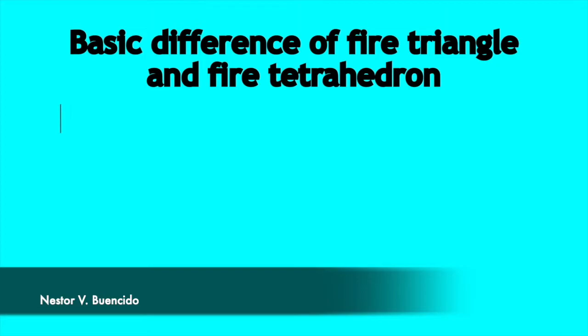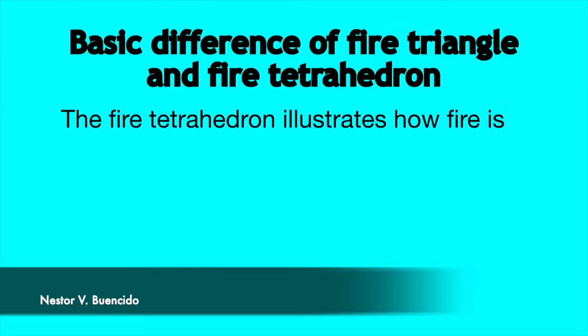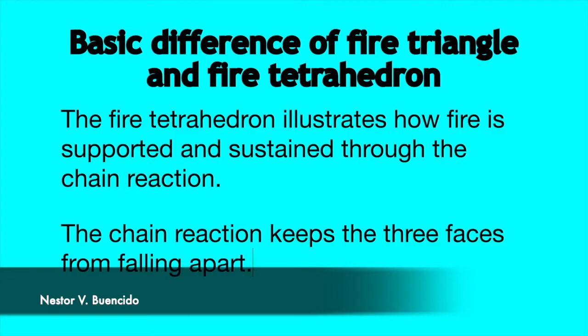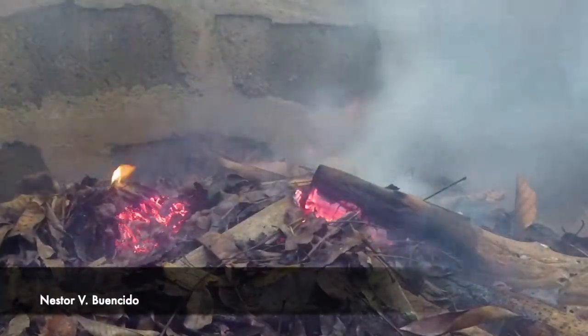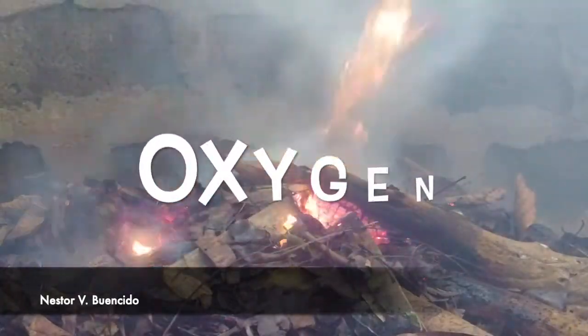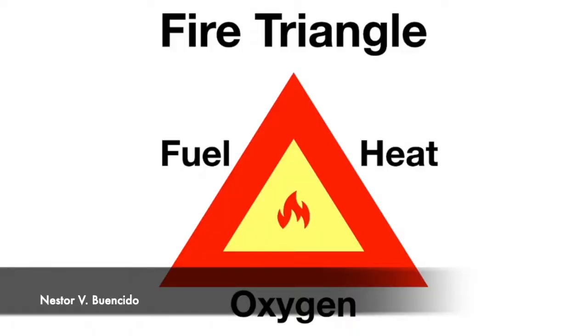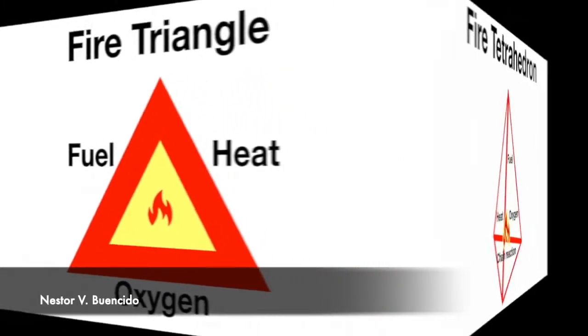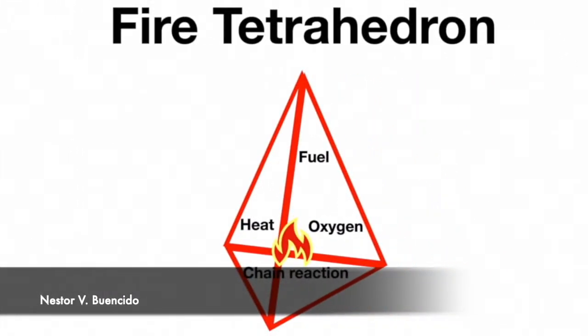The basic difference between the fire triangle and the fire tetrahedron is that the fire tetrahedron illustrates how fire is supported and sustained through the chain reaction. The chain reaction keeps the three phases from falling apart. For many years, we have been used to understanding fire by the composition of fuel, heat, and oxygen, forming what is known as the fire triangle. Further fire research, however, led to the discovery of the chain reaction as a component of fire. The fire triangle then was changed to a fire tetrahedron to reflect this fourth element.